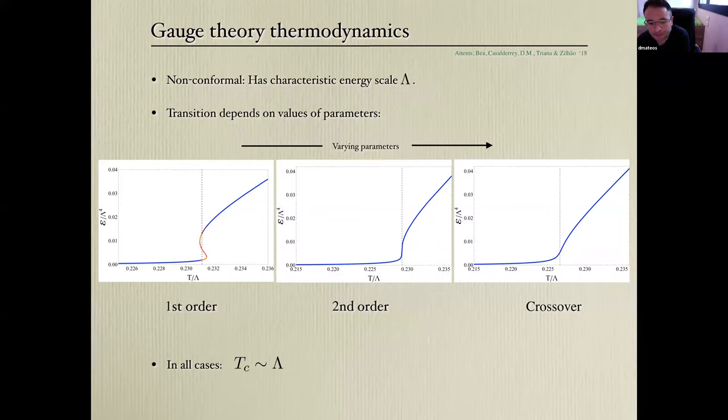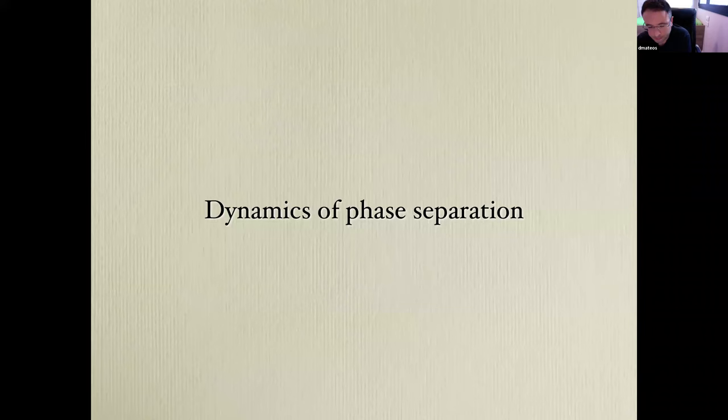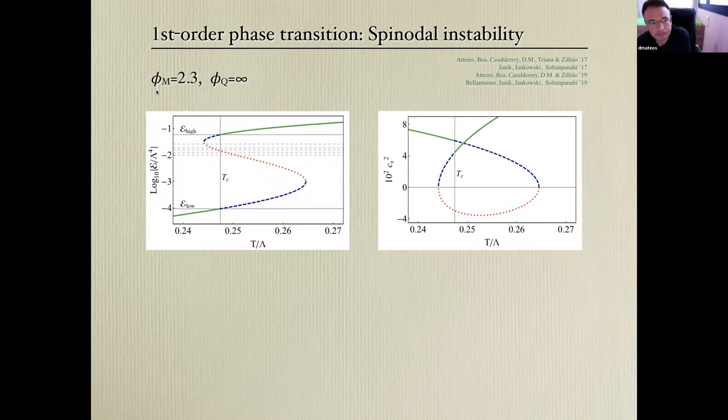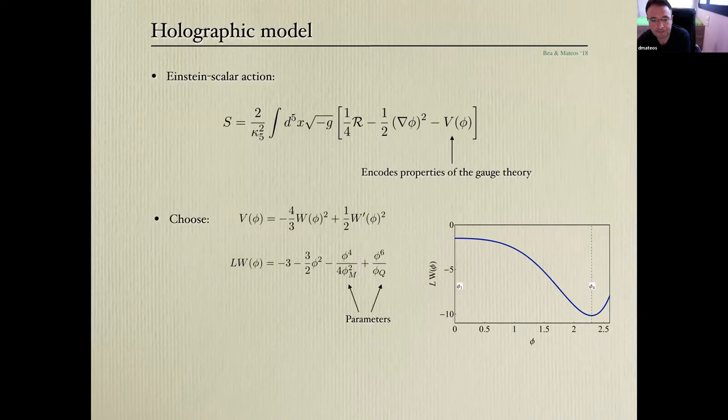Okay. So let me talk about phase separation. Now I'm going to restrict myself for just a little while to a specific model that has phi_m equal to 2.3 and phi_q going to infinity. What this means is that in this potential, I'm dropping this term. So I'm taking a limit in which this term is absent. I'm just taking this part of the potential with phi_m equal to 2.3.